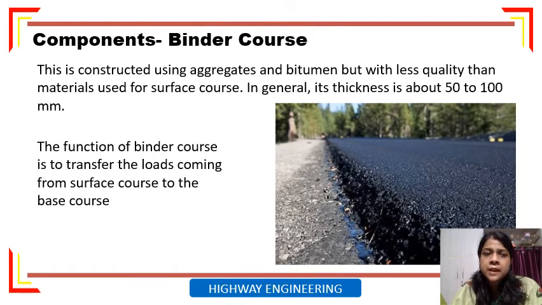It is the second topmost layer and it is called the binder coat. It is made up of small size aggregates and bitumen. It is the mixture of small size aggregate and bitumen to bind the roads properly.